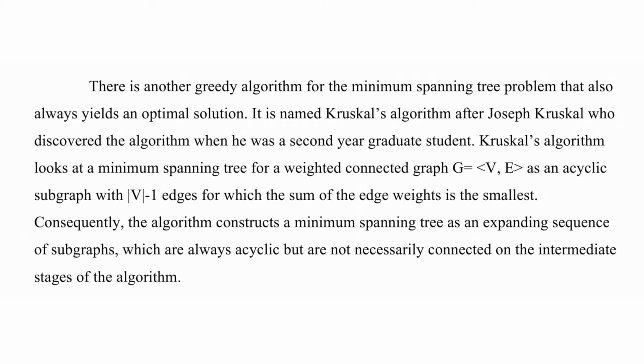Kruskal's algorithm looks at a minimum spanning tree for a weighted connected graph G with vertex set V and edge set E as an acyclic subgraph with |V| minus 1, that is, the cardinality of V minus 1, number of edges for which the sum of the edge weights is the smallest. Consequently, the algorithm constructs a minimum spanning tree as an expanding sequence of subgraphs which are always acyclic but are not necessarily connected on the intermediate stages of the algorithm.